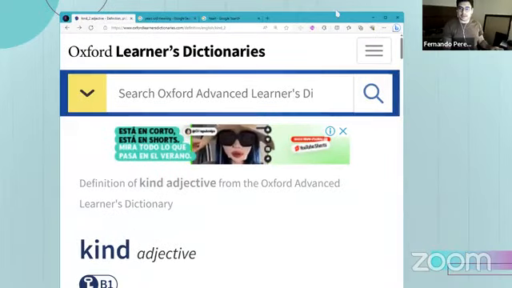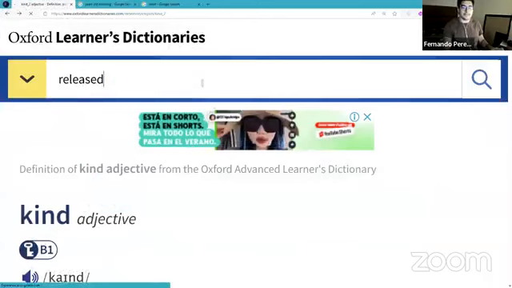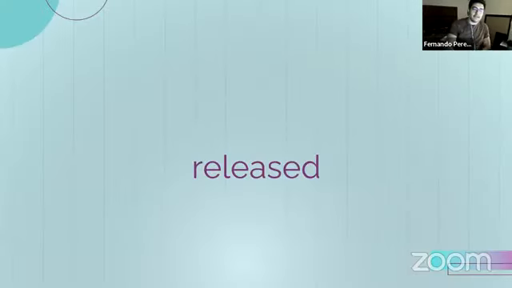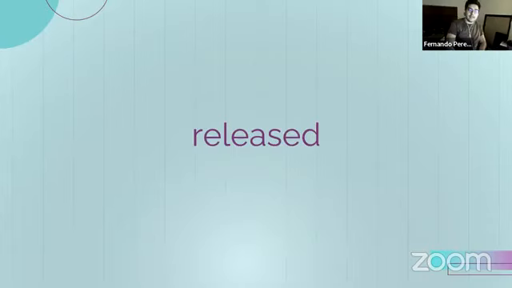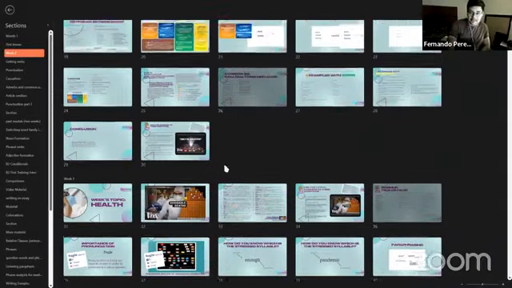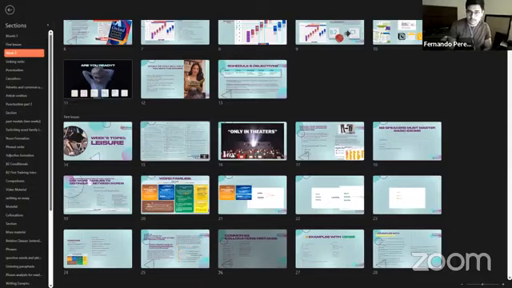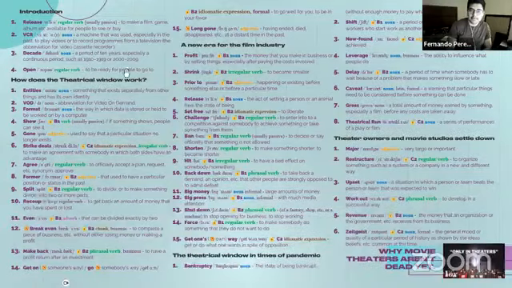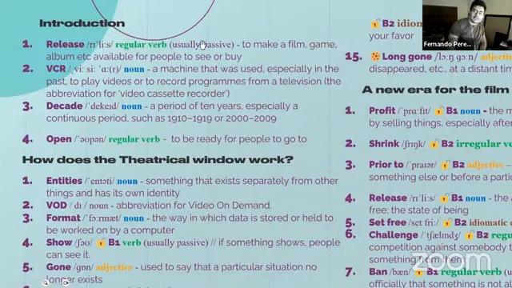If I go to the dictionary and look for the word release, the dictionary will give me the verb in present, when actually we clearly have here the verb in past. In the vocabulary that we saw about the cinema, the word release, I managed it as a verb. And look at the definition: release, regular verb, usually passive.